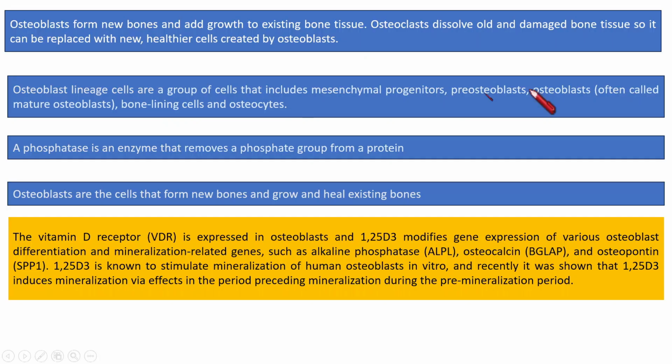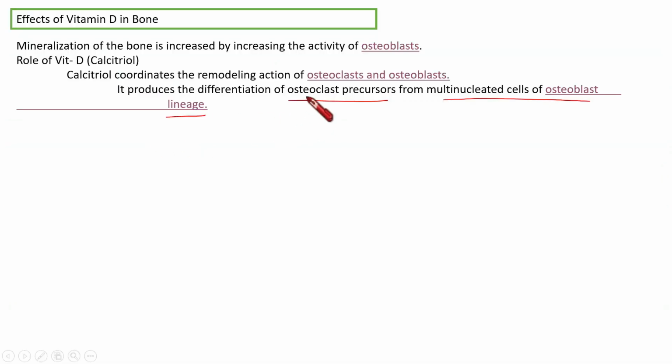This osteoblast lineage means a certain group of cells, and in that group, which types of cells are present? Mesenchymal progenitor cells, pre-osteoblast cells, then mature osteoblast cells, and some bone lining cells and osteocytes. All are bone related type cells. Anyway, they form a group, and from that group, what is forming? Our osteoclast precursors. And what is its role? I already told you. Okay.